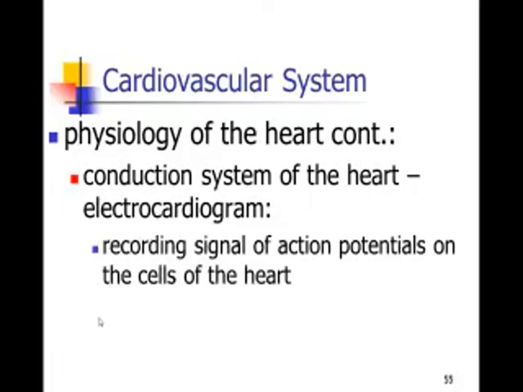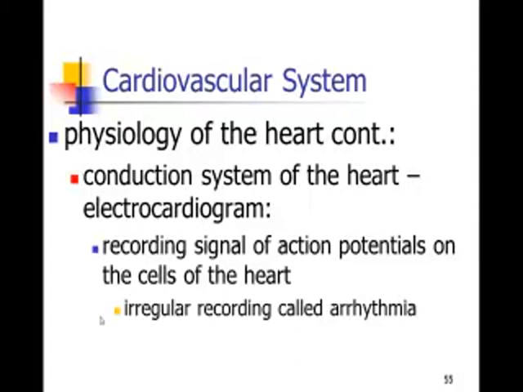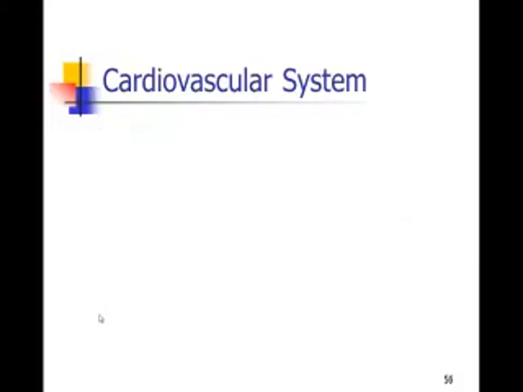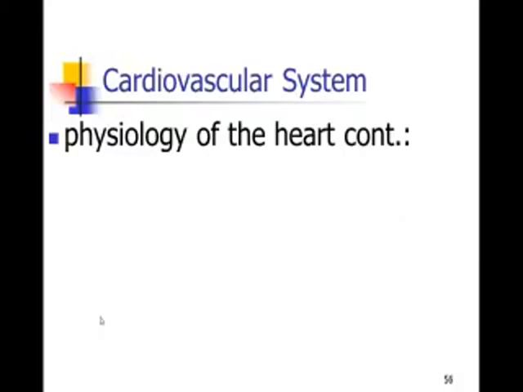Okay. One of the things that doctors occasionally do is use electrocardiograms to monitor the electrical activity of the heart. And if you have some kind of irregular heartbeat, this is called an arrhythmia, and they usually try to deal with those because they're not beneficial.